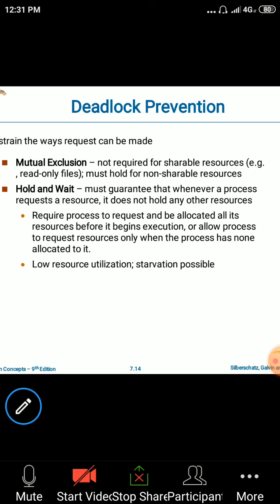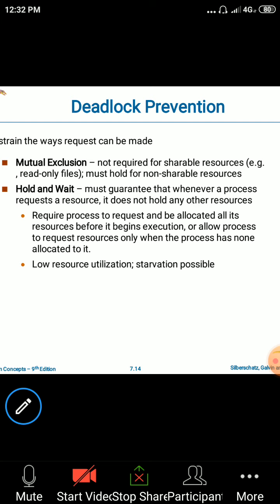So then what are the disadvantages of these two methods? One is low resource utilization, and the second one is that starvation is possible. So starvation means what? We already discussed that in the previous chapter, right? In FCFS or in the priority algorithm, starvation is possible. It means some of the processes will never get a chance for execution. Then we say that condition is a starvation condition.